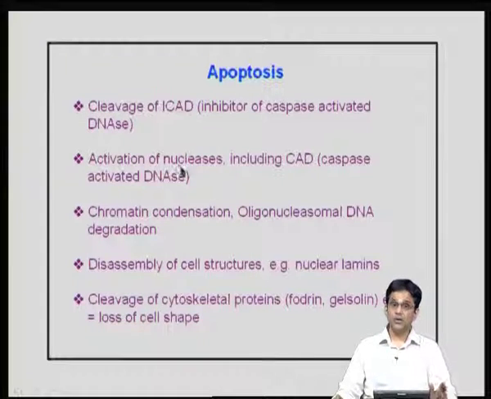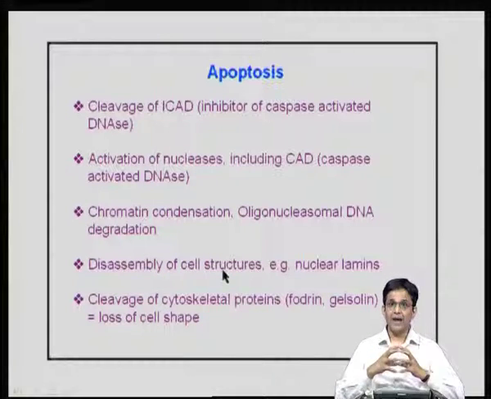Activation of nucleases, including CAD or caspase activated DNase, will cause nicks in DNA, cause DNA damage, and essentially kill the cell. Then there is chromatin condensation, which is something that was mentioned, oligonucleosomal DNA degradation, and disassembly of cell structures, such as nuclear lamins.